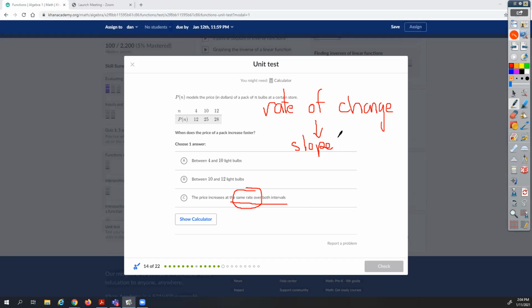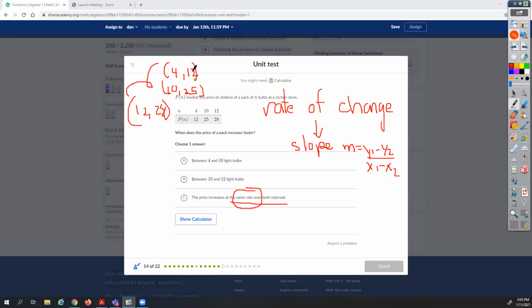You guys know how to find the slope. How do you find the slope? M is equal to y1 minus y2 over x1 minus x2, correct? Well, these are all coordinates. The first coordinate is what? 4, 12. Then 10, 25, and the third one is 12, 28. We could find out the rate of change for each one from here to here and from here to here, because it says between 4 to 10 or 10 to 12.